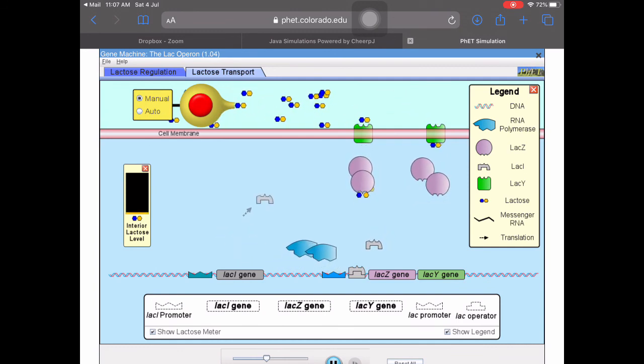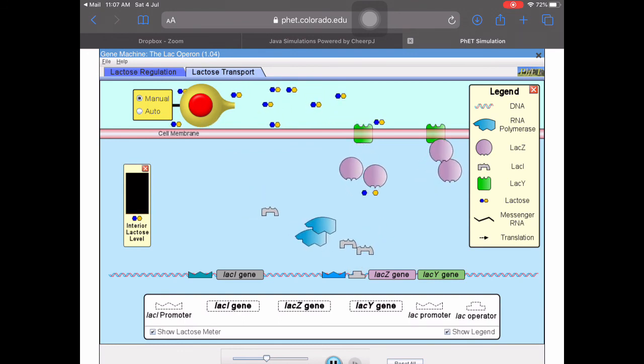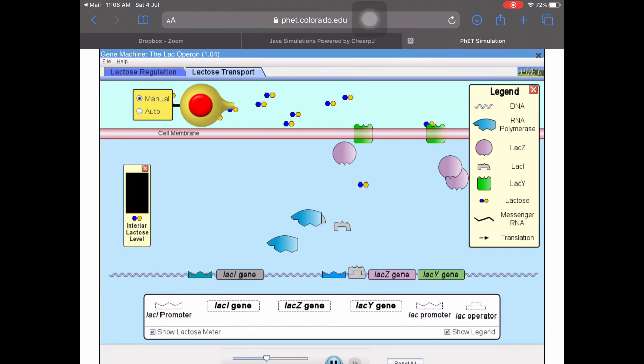I hope these two animations help us to understand the process of the Lac Operon, or the control of gene expression, more clearly over here.